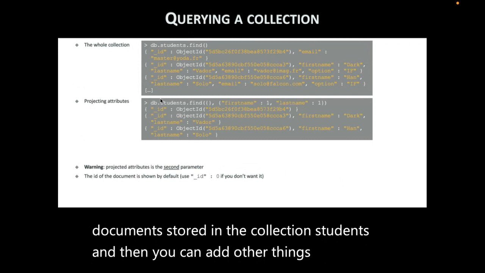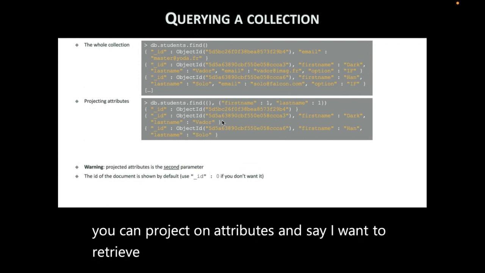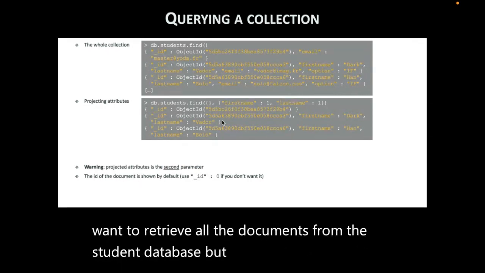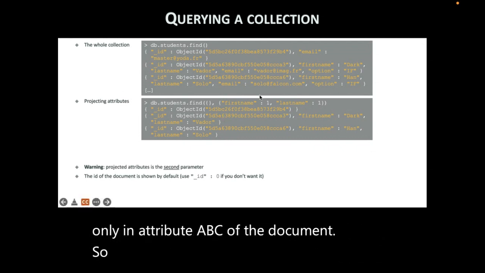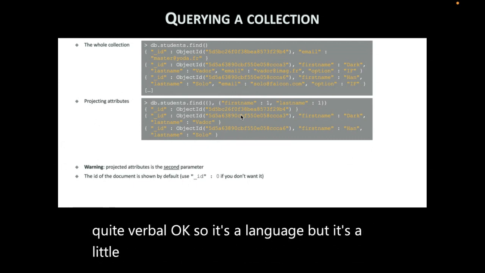For example, you can project on attributes and say, I want to retrieve all the documents from the student database, but I am interested only in attribute ABC of the document. So these kinds of things. And it looks like that. It's quite verbose, okay? So it's a language, but it's a little bit verbose.